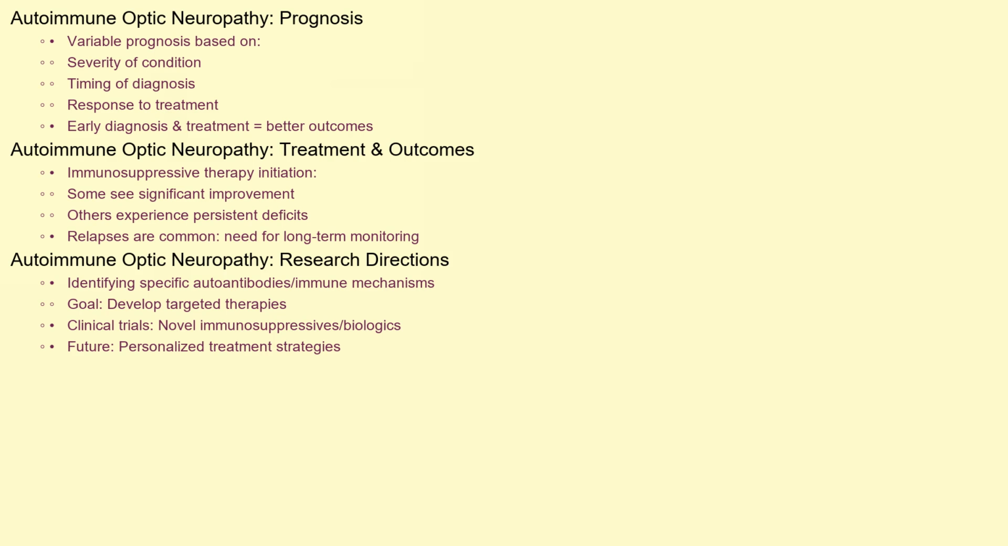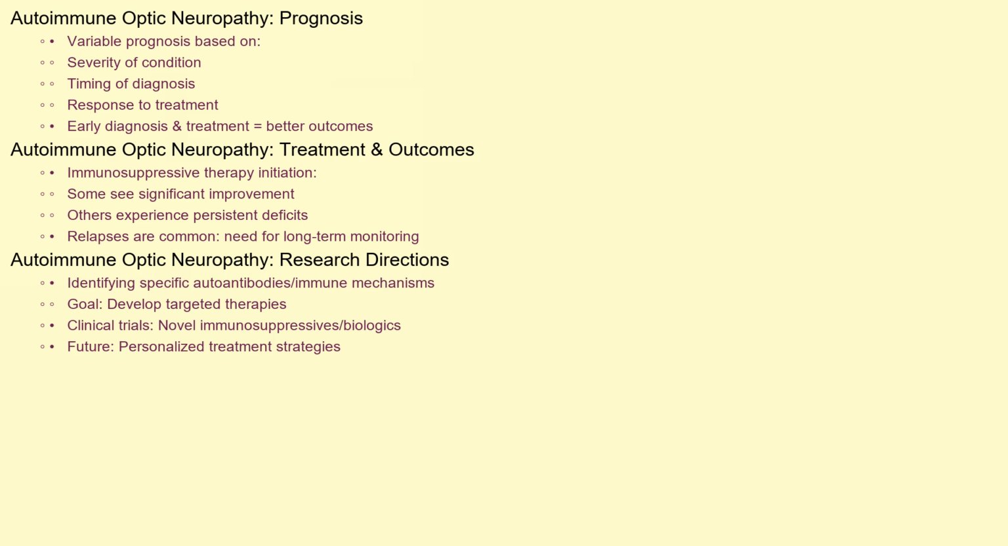The prognosis for autoimmune optic neuropathy varies depending on the severity of the condition, the timing of diagnosis, and the response to treatment. Early diagnosis and prompt initiation of immunosuppressive therapy are associated with better visual outcomes. Some individuals may experience significant improvement in vision with treatment, while others may have persistent visual deficits. Relapses are common, highlighting the need for long-term monitoring and maintenance therapy.